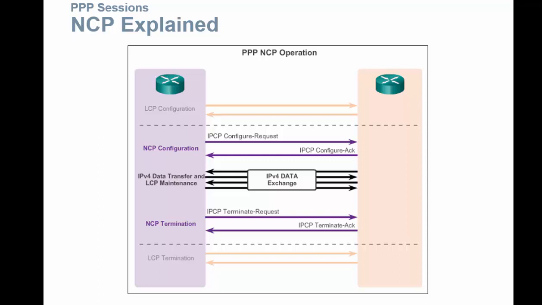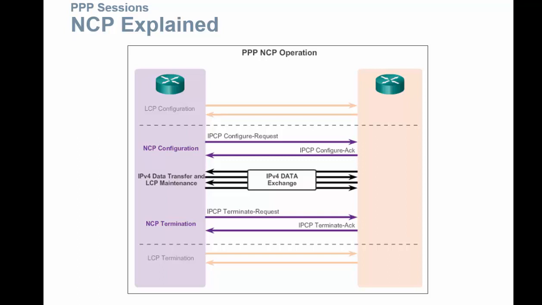that's being used. When NCP has successfully configured the network layer protocol, your network protocol is in the open state of the established LCP link. And at this point, PPP can carry the corresponding network layer protocol packets. An example of how the NCP layer works using IPv4, which is your most common layer 3 protocol still, is shown here.